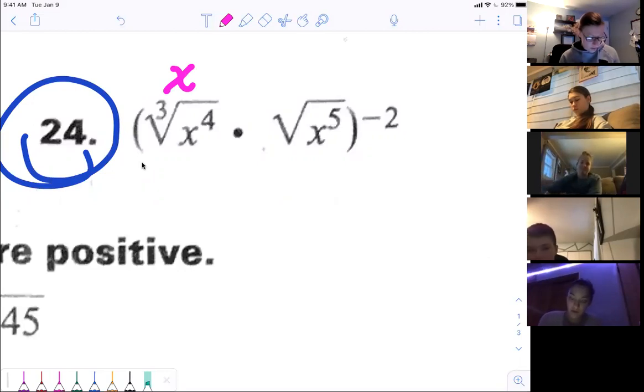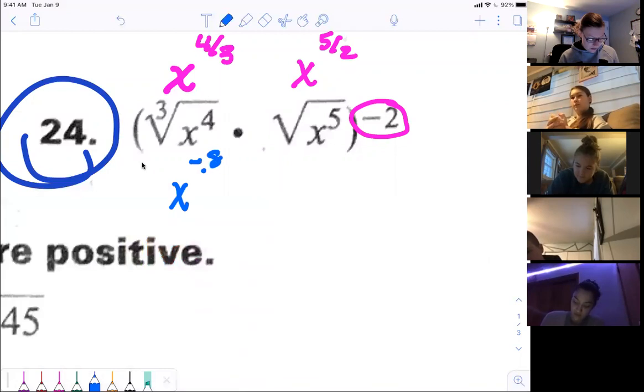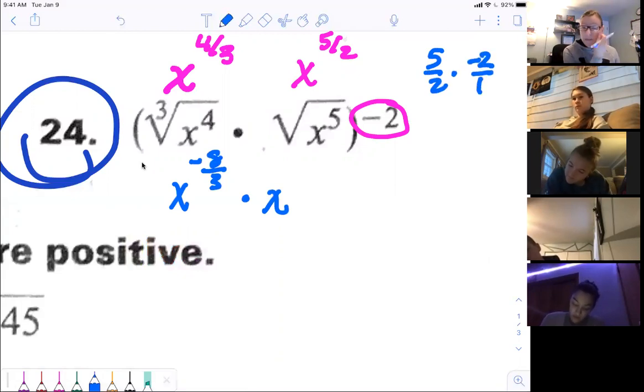So the cube root of x to the fourth is really x to the 4/3. And then the square root of x to the fifth is really x to the 5/2. So she's saying she's taking that negative exponent and distributing it to both of the exponents that are up here. So she ended up having x to the negative 8/3. And then when we take 5/2 times -2, we end up with -10/2, or just -5. So that would be the first step to think about.